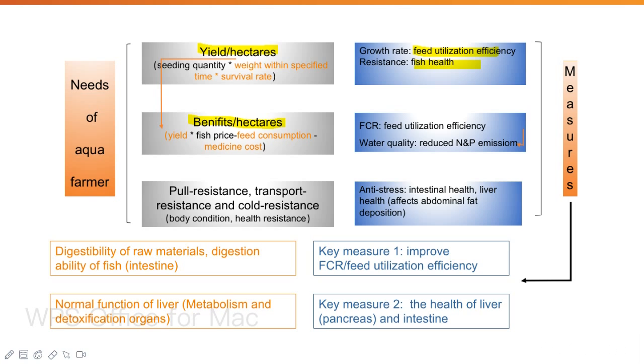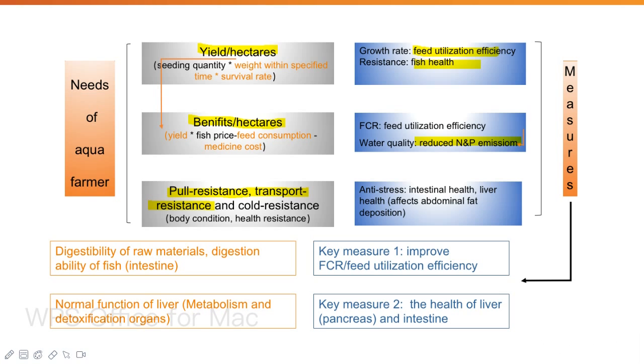The second is the benefits. This is dependent on the yield, fish price, feed consumption, and medicine cost. Yield we just mentioned, and the feed consumption is mainly determined by the FCR. The cost of medicine for water quality adjusting is affected by the water quality. We know that reducing the emission of nitrogen and phosphorus will help improve the water quality and save the cost of the medicine.